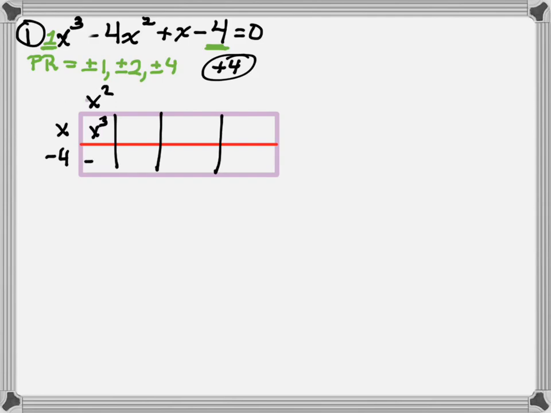X cubed divided by x is x squared. X squared times negative 4 is going to give me that negative 4x squared, and that happens to be what I'm looking for. So the next column is going to be a 0, which is going to make this 0x squared. Then I'm looking for an x. So that would make this x. X divided by x is 1. 1 times a negative 4 is negative 4, giving us a remainder of 0, because this is a negative 4 here.